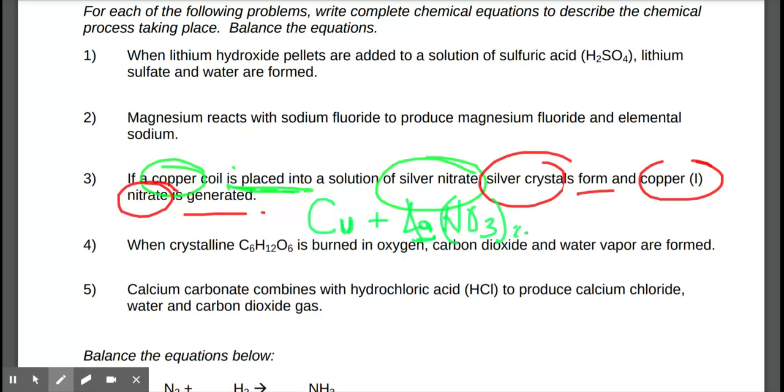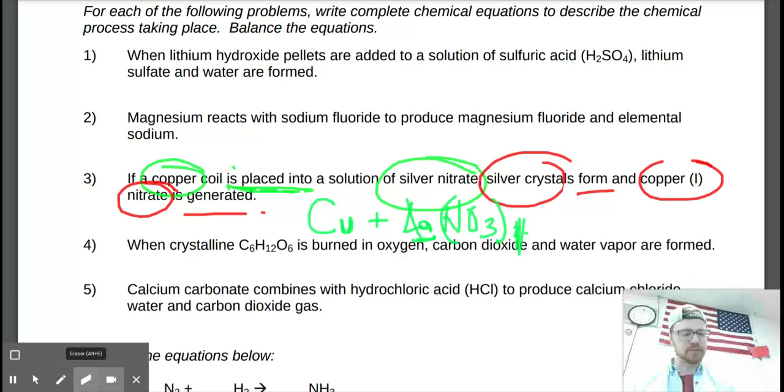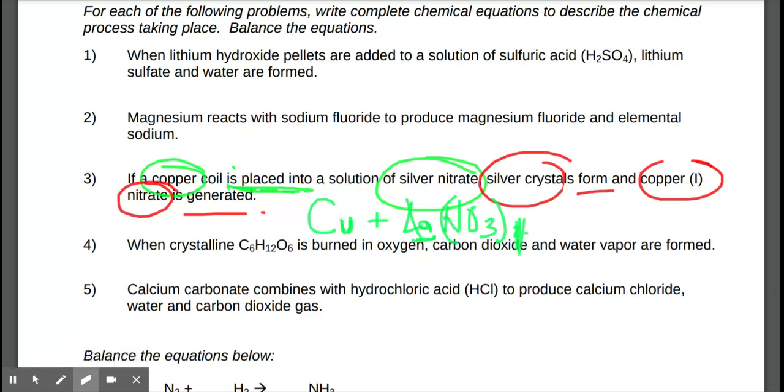Silver nitrate. I better double check that right quick before I move on. I know sometimes I get confused with silver. Yep, that's what I thought. For whatever reason, I always think that silver is a 2+. I don't know why. It's 1+. So my bad. So there's AgNO3. Yields, forms, produces silver crystals, which is just straight silver, and then copper 1 nitrate. So that's going to be CuNO3.